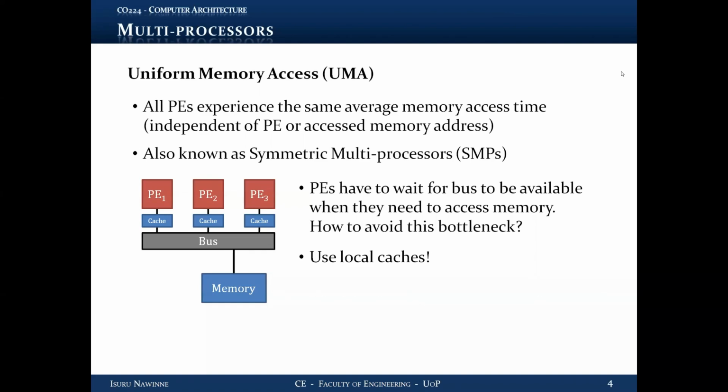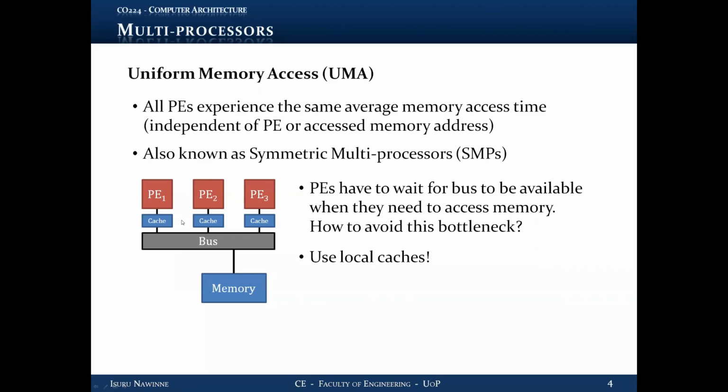We can use caches, right? We can use cache memories to address this bottleneck. Just like we use caches in the normal uniprocessor, single processor systems, we can use caches to address this bottleneck issue. You have local caches for individual processors. P1 can have its own cache, P2 can have its own cache, P3 can have its own cache, right?